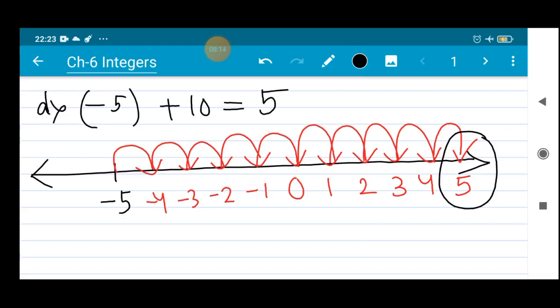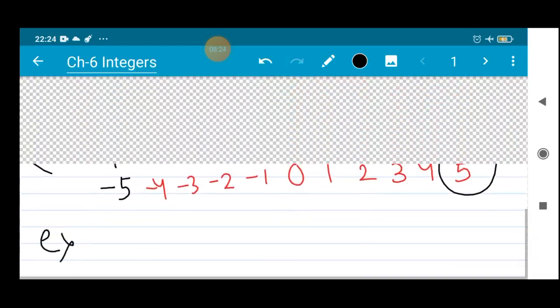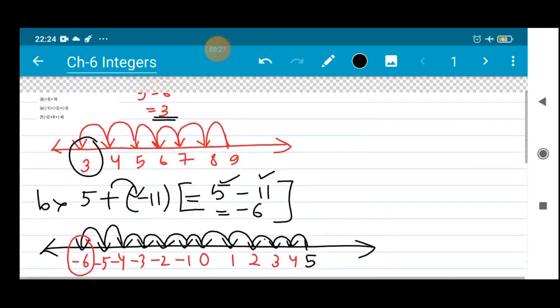Why is it plus 5? Because the number 10 is greater, and 10 is carrying what sign? Plus sign. That's why the result is 5. Okay students, I hope everyone understood this. Let's proceed now to the next question, that is question number E.